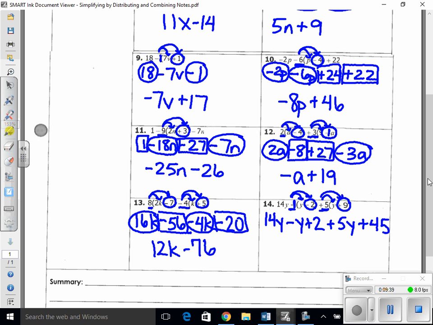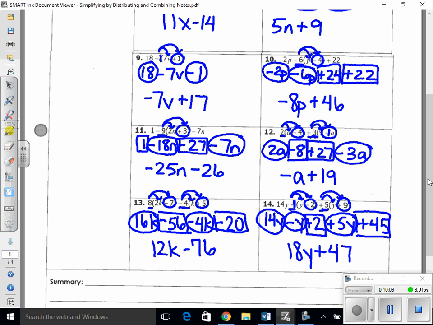Okay, we're at the point where we can combine like terms. Start with your variables. There are 3 y terms. All 3 of them need to go together. 14y minus 1y plus 5y. Go left to right. 14 minus 1 is 13. 13 plus 5 makes 18y. Then you still have the constants in here, so that's a positive 2 that's going to go with a positive 45. And 2 plus 45 makes a positive 47.